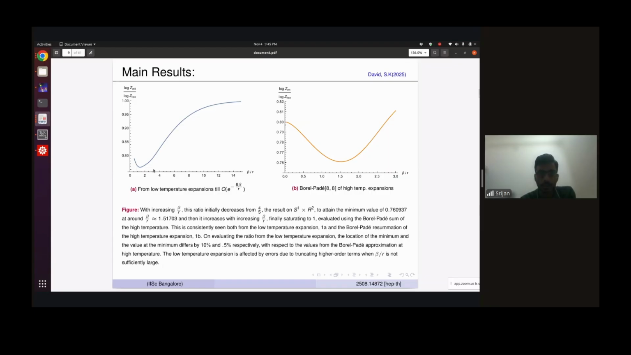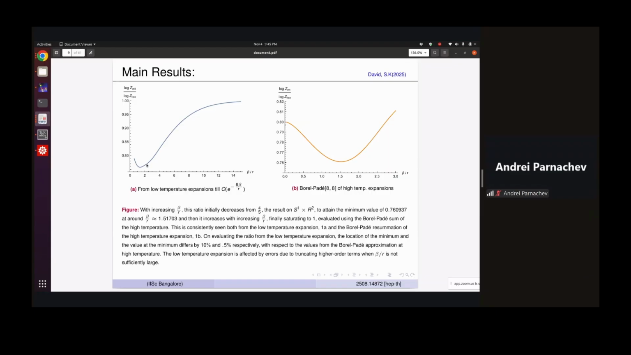But if you just look directly at the low temperature expansion and really evaluate these values, then they differ by 10% and 0.5% from these values. Okay, still amazingly close. Yeah, in this region it is still reproducing a similar result, right? Okay, thank you. Yeah, sure.